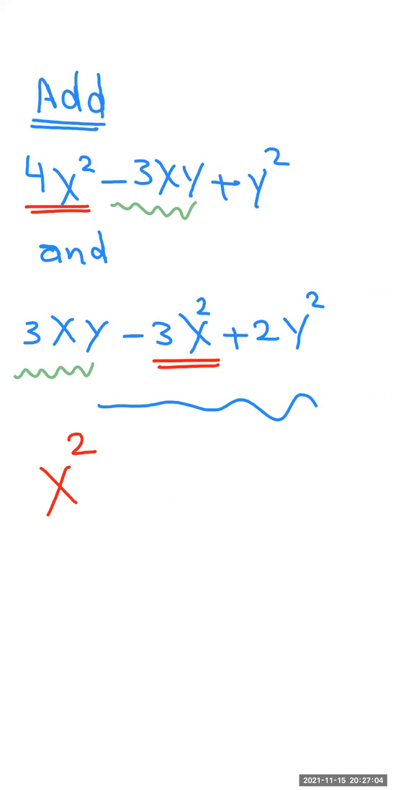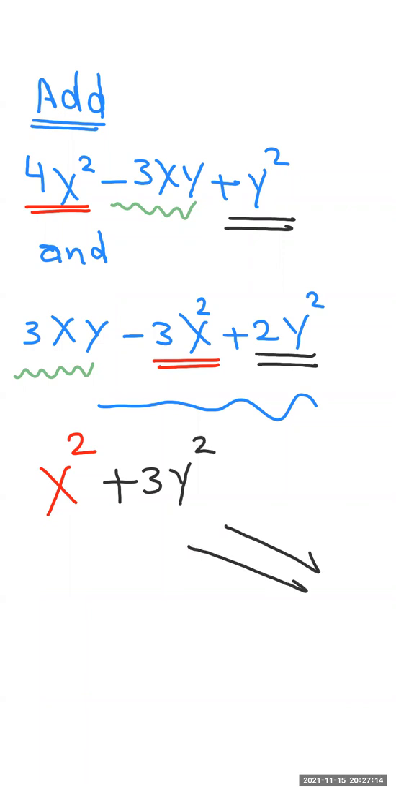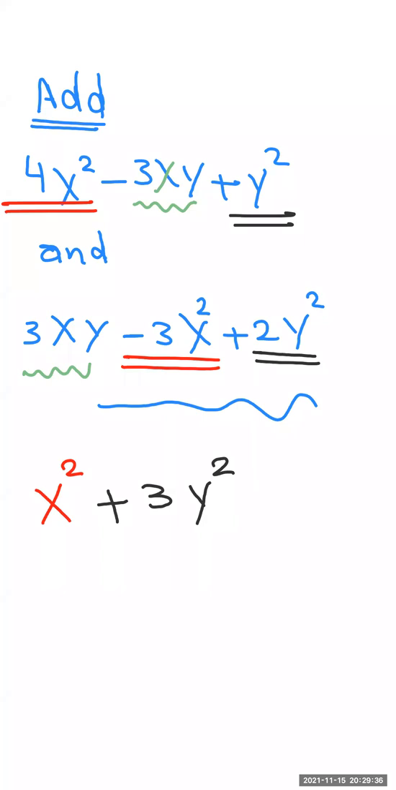Then the last two terms, this one, y squared, and 2y squared. So plus 3y squared. That's it. Because this term and this term, their sum will equal 0, because it's a number and its additive inverse. Okay, guys, clear? The next question.